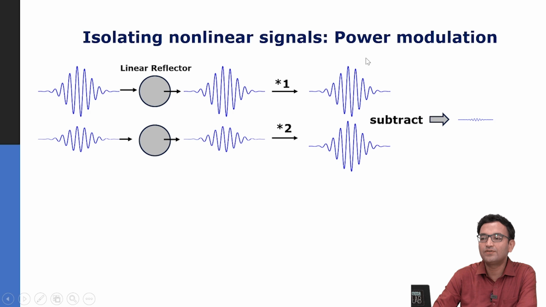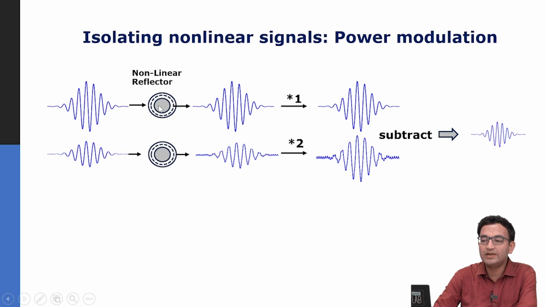There is another technique which is a variant of this, which is called power modulation, in which you send two signals. The signals are identical except they are different in amplitude. So one would be a high pressure signal, the other would be a relatively lower pressure signal. Now if a linear reflector is there, the outputs would have the same scaling ratio as the inputs. Let's say the inputs are in the ratio of 2:1. If you scale up the inputs to match each other, then the outputs would also be identical, and if you subtract them, the result will be almost zero.